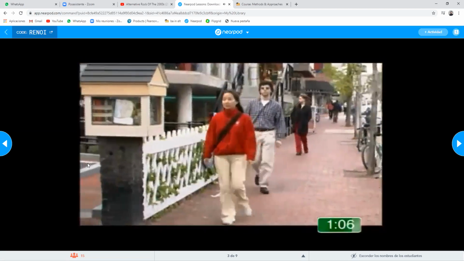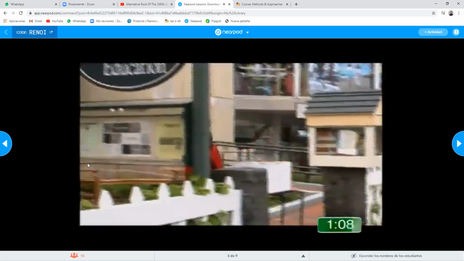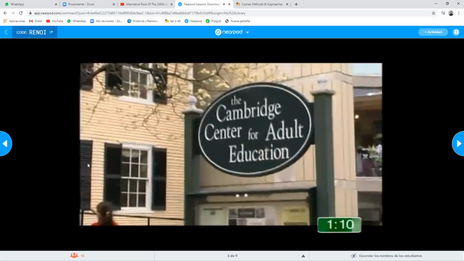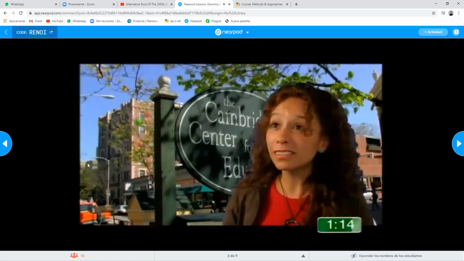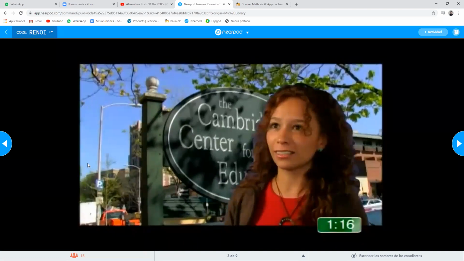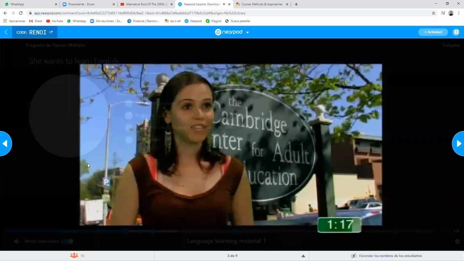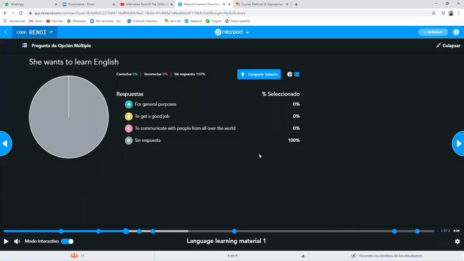People who want to learn or improve their English come to the Cambridge Center for Adult Education, right near Harvard Square. It's very important to know English in general in life. So this woman, she wants to learn English for general purposes, to get a good job, to communicate with people from all over the world.